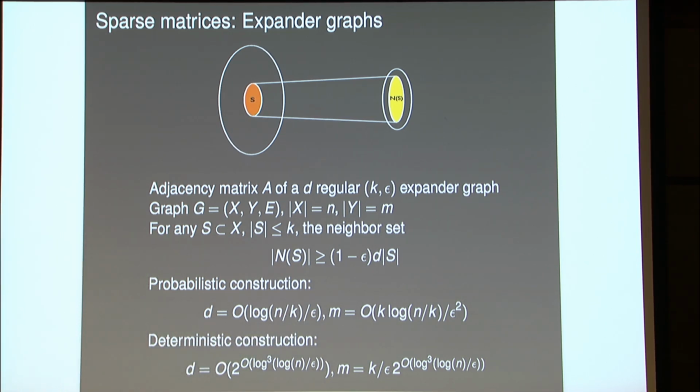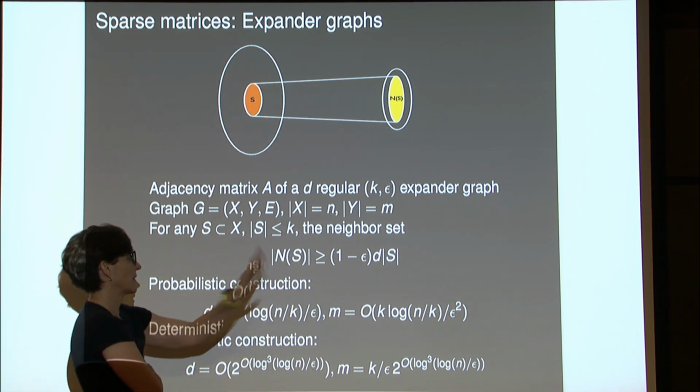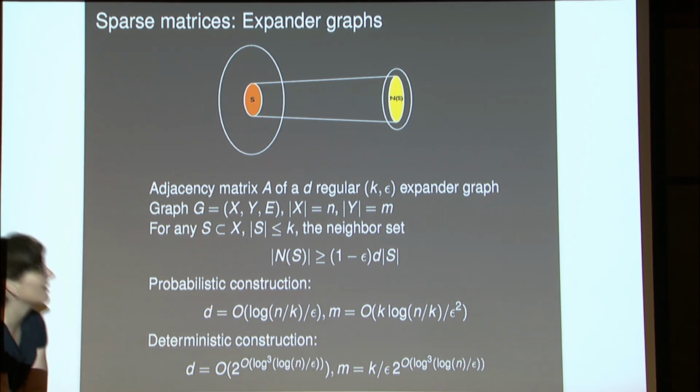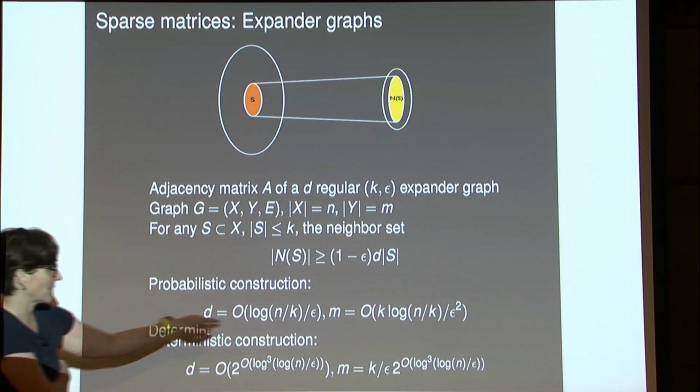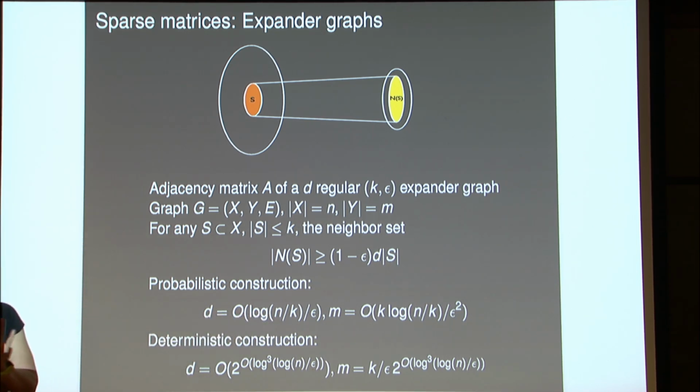And what do you know? There are probabilistic constructions with degree log n over epsilon, and the number of measurements, look at this, k log n over k, and then it's epsilon squared. Okay, probabilistic constructions meaning every entry is 0 or 1 with the appropriate probability so that you get the right degree. I can't work this out in my head.